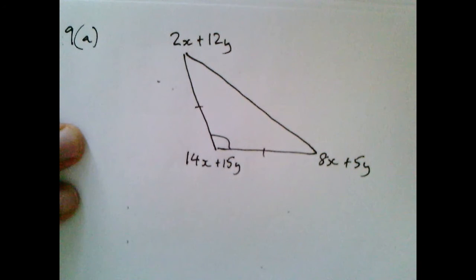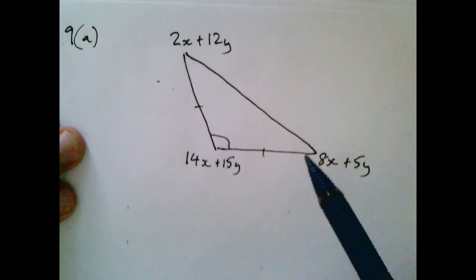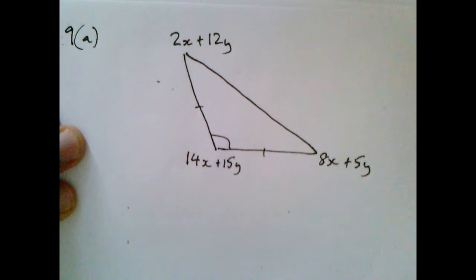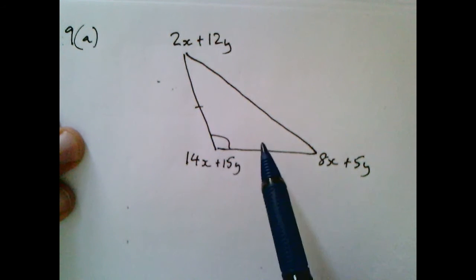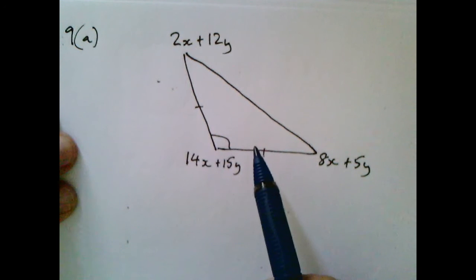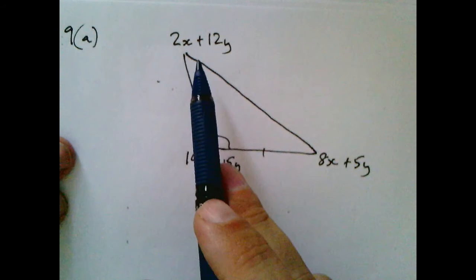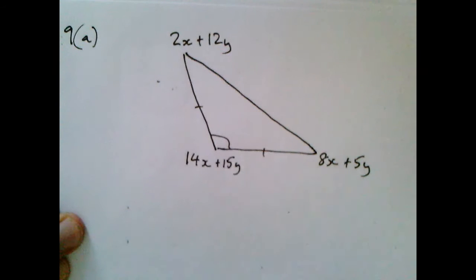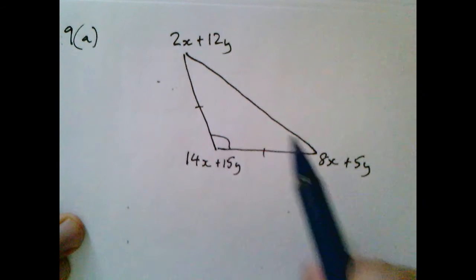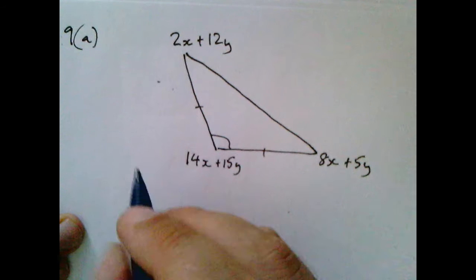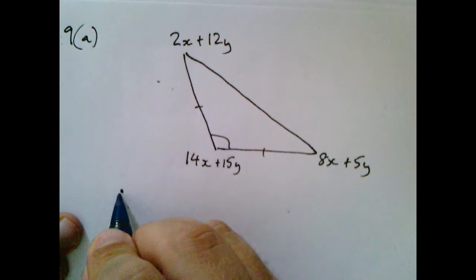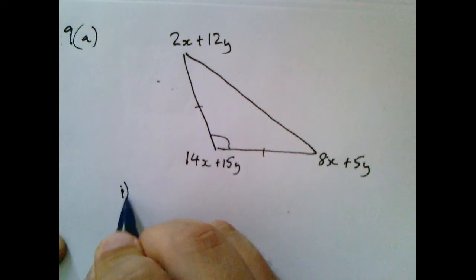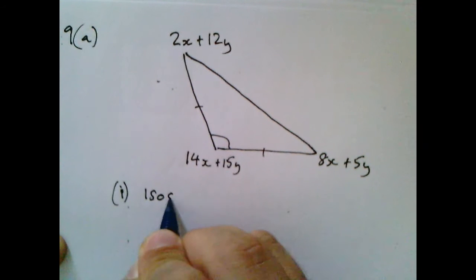Okay, question 9. We're given this triangle and we're told various things about it. We're given the degrees and we're also told it's an isosceles triangle. We're then asked to find x. Well, we can do a couple of things. Firstly, we can say it's an isosceles.